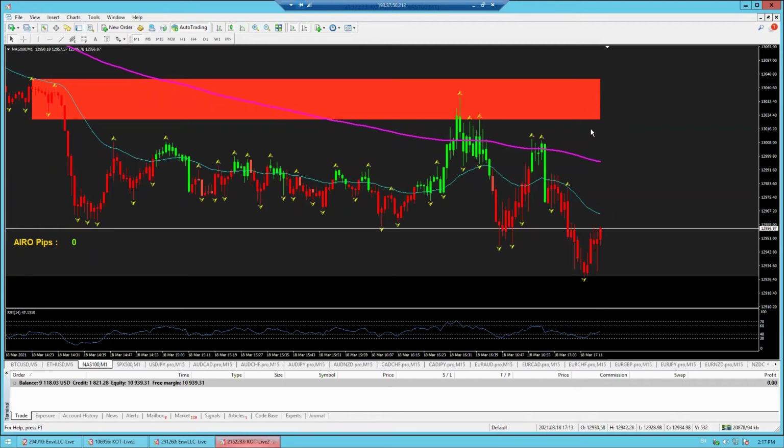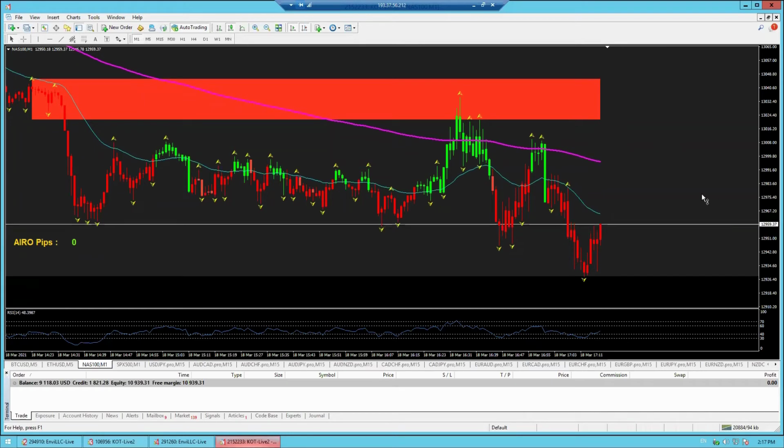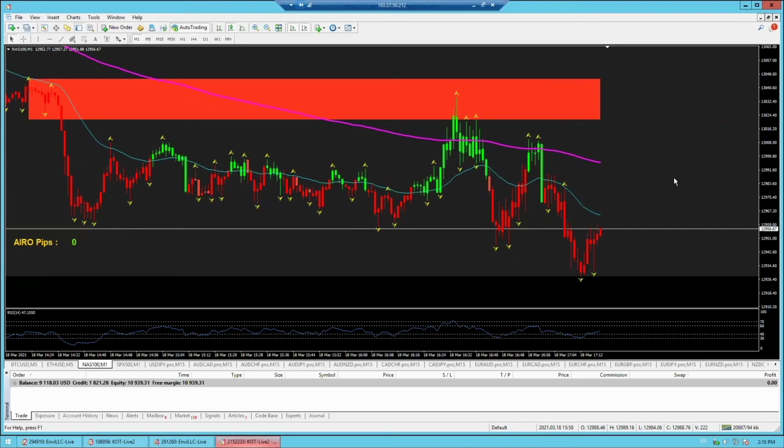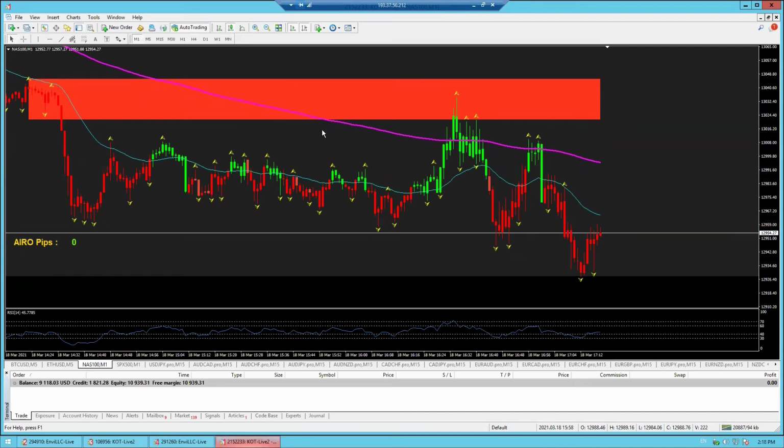Obviously, right now we're heading back up here, and we want to head back up before we have any opportunity to go short. Definitely don't want to counter-trend trade the indices like this on a 1 minute.